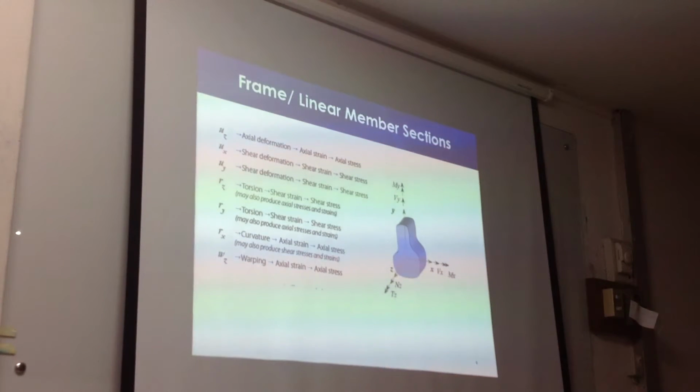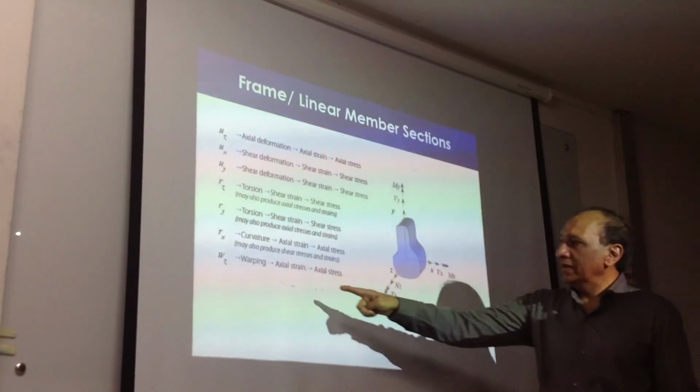Actually, there is no force. We call it warping moment, but normally we don't talk about it because it's not external, it's internally generated because of the deformation of the cross section. So there is no warping force as such. It is a product of the torsion and axial force. Right? So warping, axial strain.